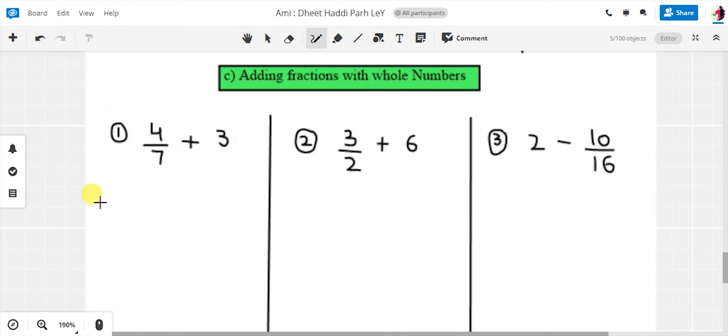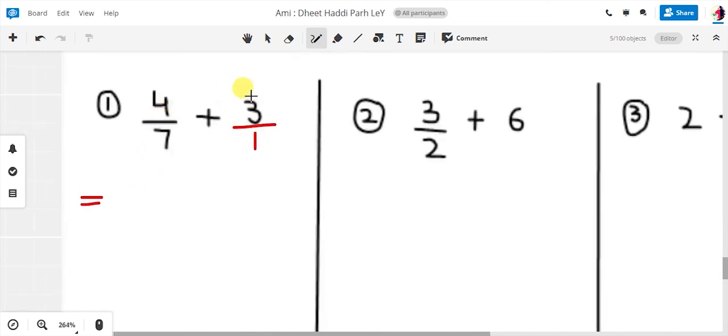Okay, how are we going to solve these questions? Remember one thing I told you in the previous lesson, that this is your natural number, this is your whole number. But what is the value underneath this 3 if there is no value shown in the denominator? By default this number will carry a 1. So now see, this whole number has successfully become a fraction. Now you can simply solve it.